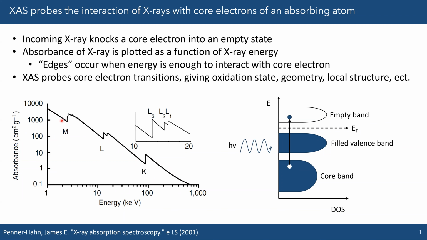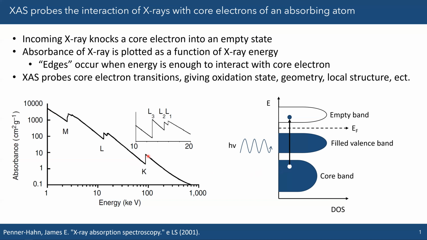But in addition to this broad background slope, you can see that there are peaks at certain energy points on the x-axis. These are called edges, which basically correspond to when the energy of the X-ray is strong enough to promote a core electron into an empty band. You can have a larger absorbance, and so you have an edge.